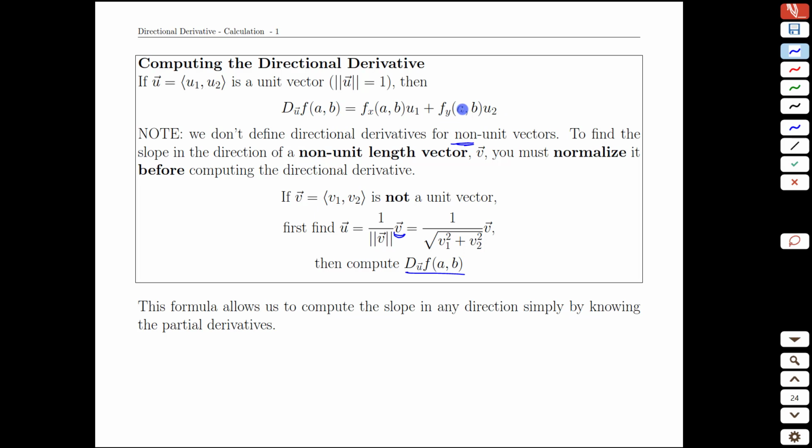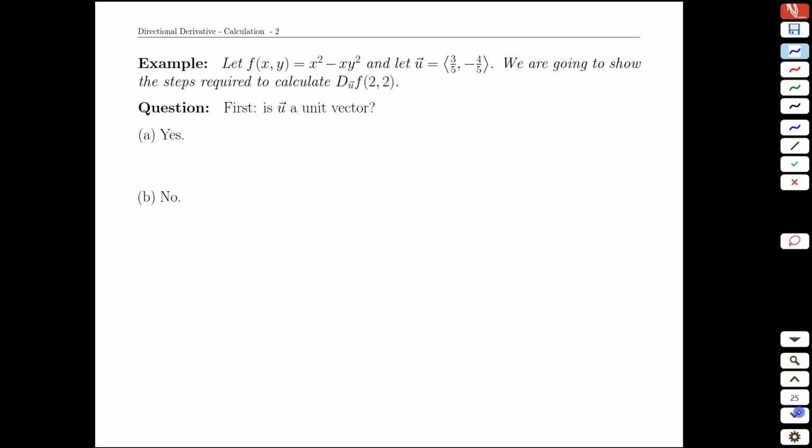All right, let's give this a try. Here we have a surface, we have a vector given to us, and we are going to calculate the slope of that surface at the point (2, 2) in the direction given by that vector. Our first question is always going to be: is the direction that someone specified for us actually a unit vector? Take a moment to consider that, and then we'll check in.